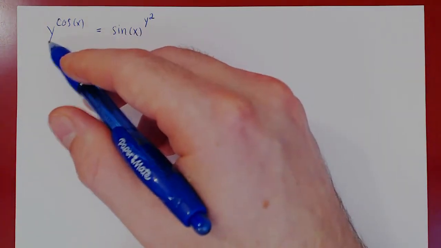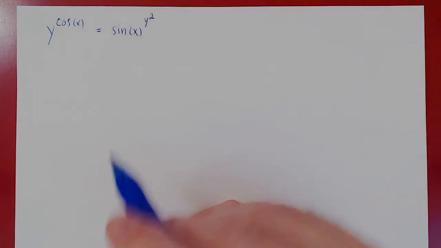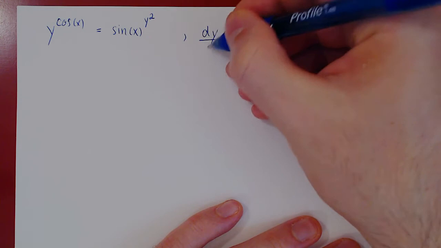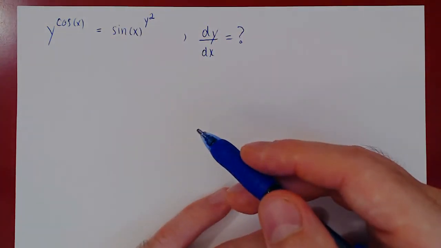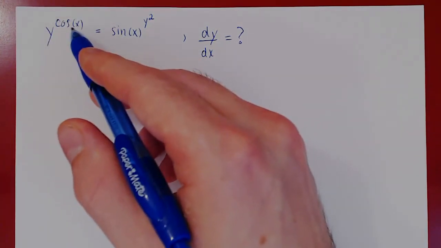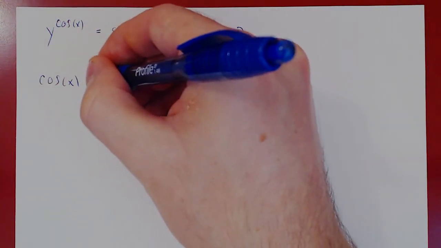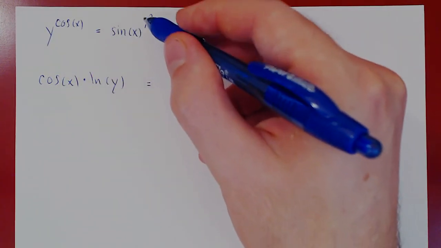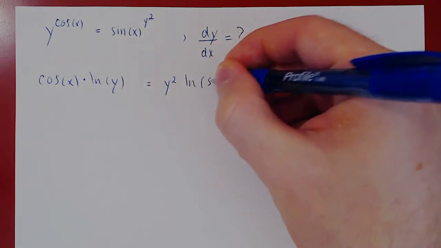Well, we can't differentiate this directly because it's a variable to the power of a variable, same thing here, so we cannot find dy over dx directly, but we know that with the help of ln, we can bring the exponents down. So as we did before, we take the ln on both sides. The ln of this, we can move the cos outside, will give us cos of x times the ln of y equals the ln of this, but we can also move the y squared outside, so we'll have y squared ln of sine of x.